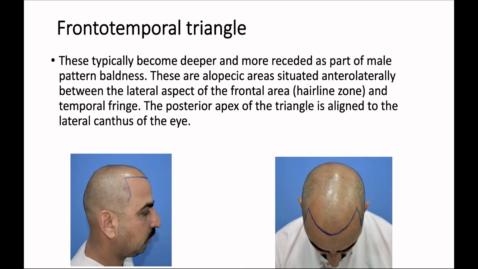Then the frontotemporal triangle. These typically become deeper and more receded as a part of male pattern baldness. These are alopecic areas situated anterolaterally between the lateral aspect of the frontal area and the temporal fringe. This is the temporal fringe. This is the anterior hairline area. This is the frontal area. The posterior apex of the triangle is aligned to the lateral canthus. You can see both these points are in alignment to the lateral canthus line.